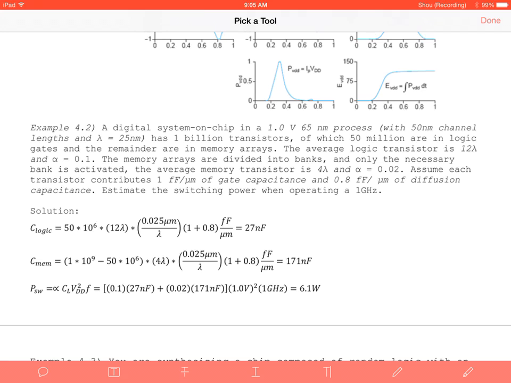And then ultimately using our switching factor, we switch 0.1, which means it takes 10 clock cycles on average to switch from a 0 to a 1. We calculated that the logic circuits were 27 nanofarads. And then the memory switched 2 times every 100 clock cycles, and that was 171 nanofarads because there are significantly more memory items in the chip. The supply voltage for both was 1.0 volts as defined in the problem, and we ultimately came up with 6.1 watts.